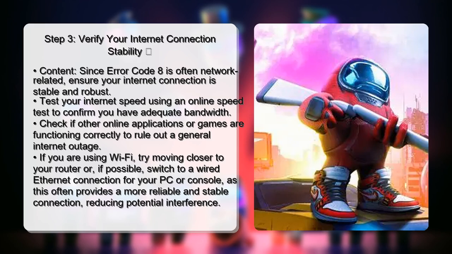Step three, verify your internet connection stability. This error code is often network-related. Ensure your internet connection is stable and robust. Test your internet speed using an online speed test to confirm you have adequate bandwidth. Check if other online applications or games are functioning correctly to rule out a general internet outage. If you are using Wi-Fi, try moving closer to your router, or if possible, switch to a wired Ethernet connection for your console, as this often provides a more reliable and stable connection, reducing potential interference.